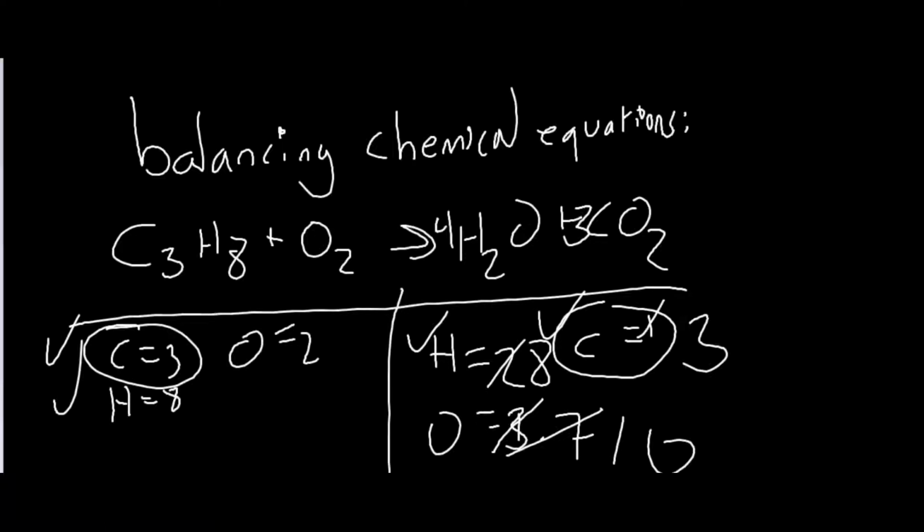So you can see that I need 8 more oxygens to balance out my 10 oxygens on the product side. So all I'm going to do is multiply my O2 by 5 so that I can get 5 times 2, 10 oxygens. And that's a balanced chemical equation.